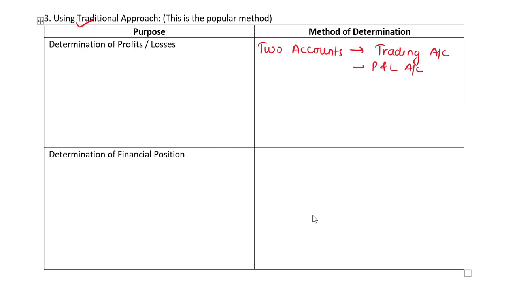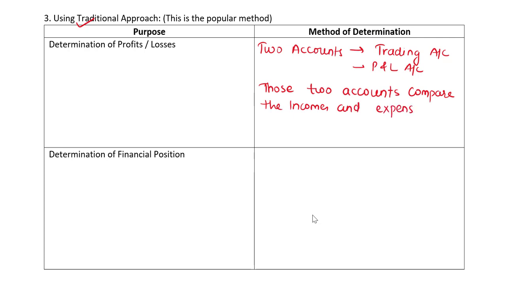Please write: those two accounts compare the incomes and expenses to ascertain the profits.